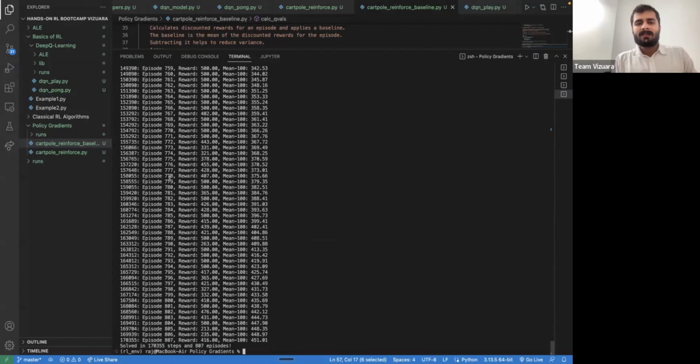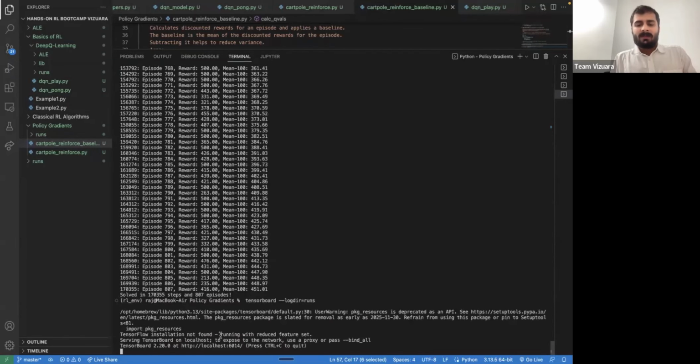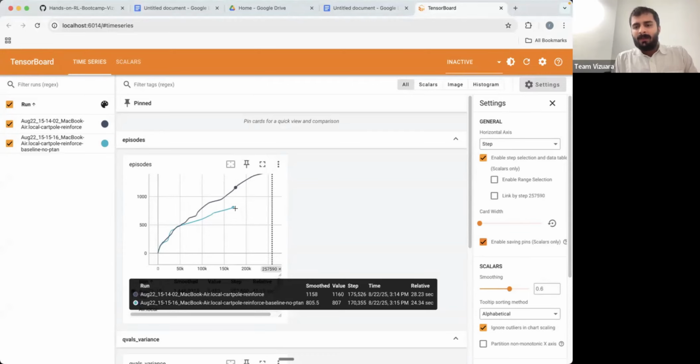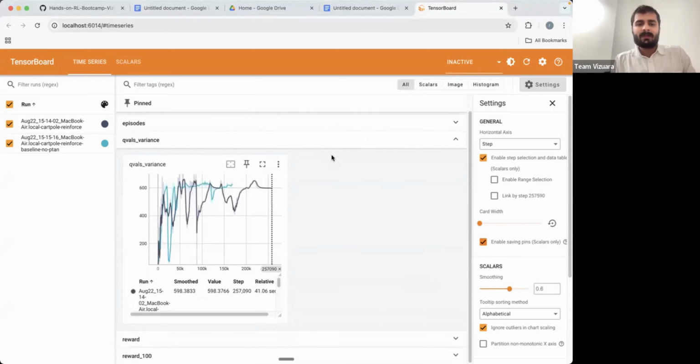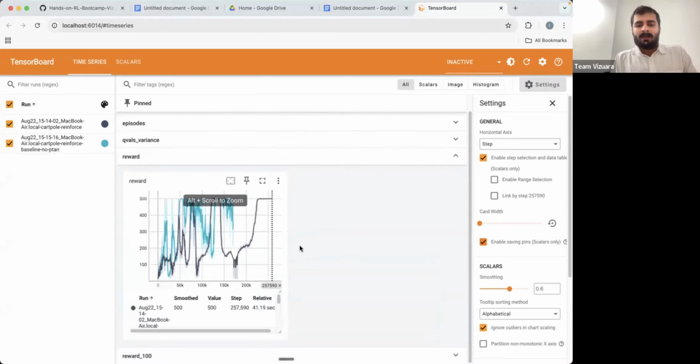And now let's try to visualize this on TensorBoard. So let's see. Okay, so once you run the TensorBoard and just open it up, let's compare both the curves. So these are the episodes, and you can see that the light blue curve, which is reinforce with baseline, uses far fewer episodes compared to the dark blue curve. But then let's first understand the reward. The reward dynamics are very interesting.